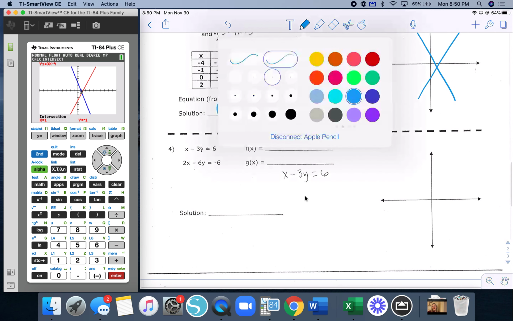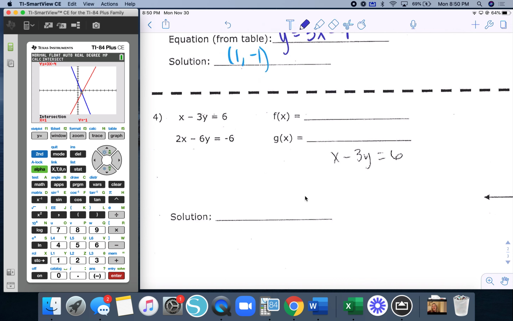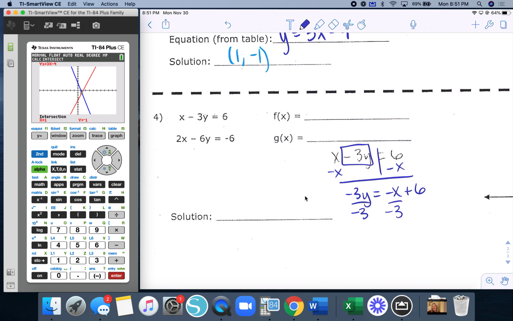So we're going to do the same thing for number 4. For f of x, I have x minus 3y equals 6. Over here, they're wanting you to get y by itself. So we're going to do that right here. We're going to move x to the other side. Remember, negative x and 6 are not like terms. And then I divide everything by -3. So I get -1 divided by -3, which is 1/3, x minus 2.